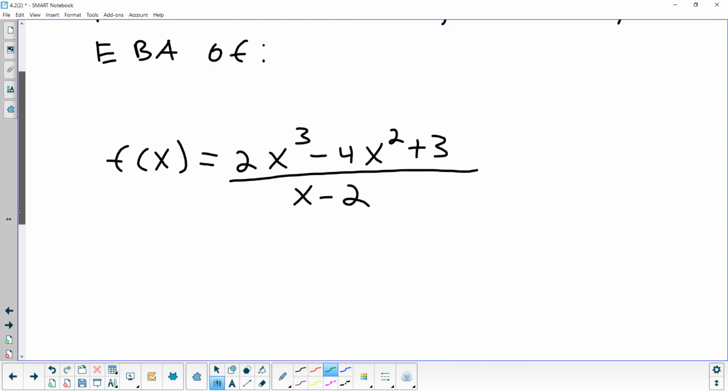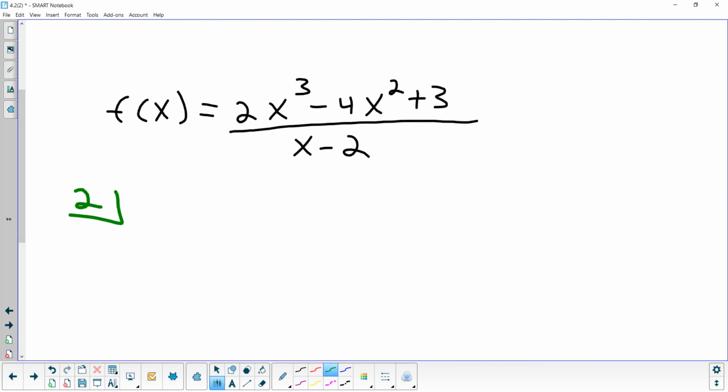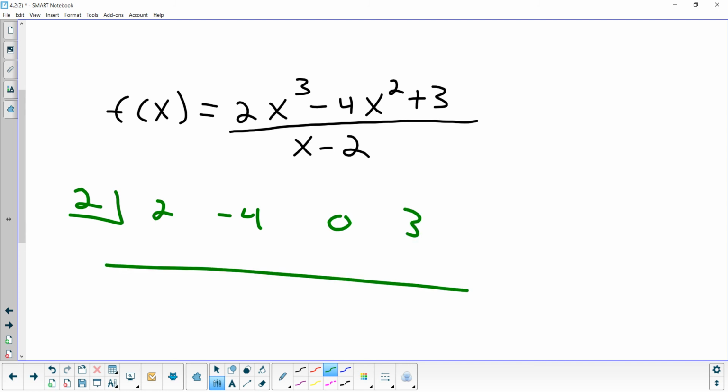Yes, you can. So let's just put a 2, and then go 2, -4, 0, 3. All right, let's get our quotient. So 2 times 2 is 4, -4 plus 4 is 0, 0, 0, and the remainder is 3.